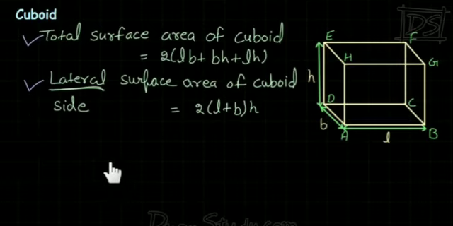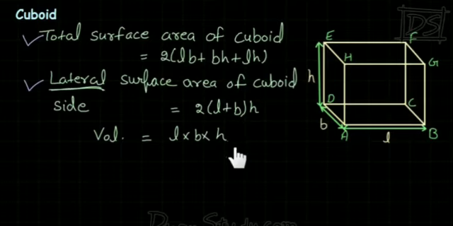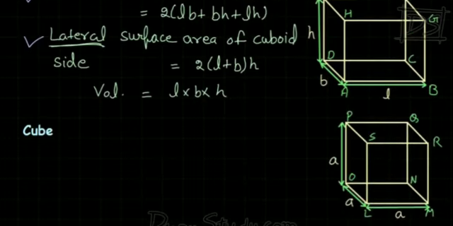Now we will go with our third topic, that is the volume of the given cuboid. Volume of a cuboid equals L into B into H, that is length into breadth into height. So students, we have completed our 3 topics here: surface area of a cuboid, lateral surface area of a cuboid and volume. Now let's start the cube. After the cuboid we will learn the cube. A cube is made up of squares. So here we will see this is a cube.